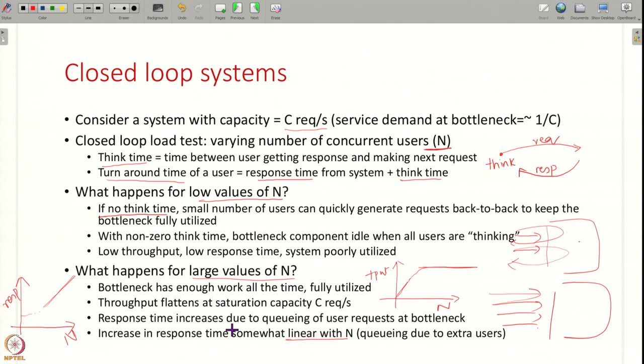Obviously, as you increase load, response time will always increase, but it will not increase as drastically as in open loop systems. Basically the summary of all of this is, if you have too low a value of n, you are not loading the system. If you have too high a value of n, your throughput has flattened out and your response time will keep on increasing. Why? Suppose you need only 10 users to keep the bottleneck busy and you have 20 users in your system; the other people are just queuing up in front of the bottleneck.